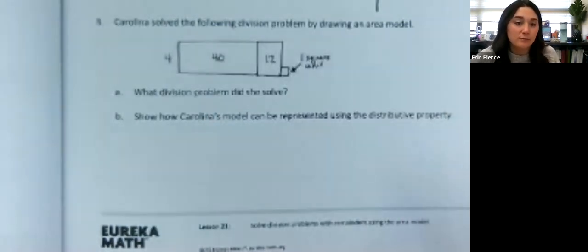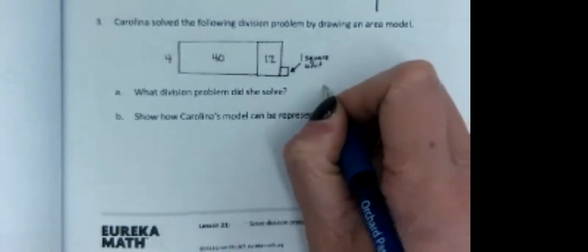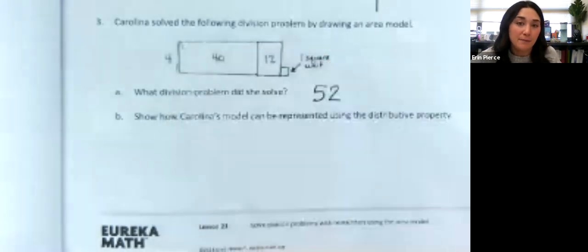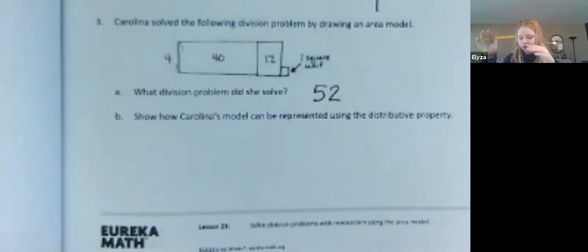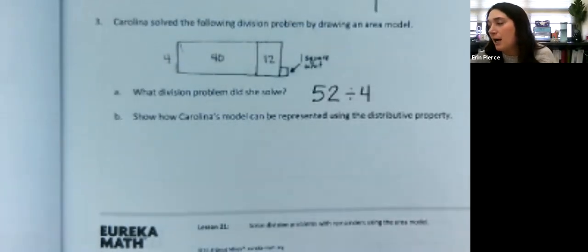40 plus 12. Owen. 52. She did 52, and what did she divide it by? That's this width. What did she divide it by? Eliza. She divided it by 4. Okay. And she got, well, we're going to have to see.